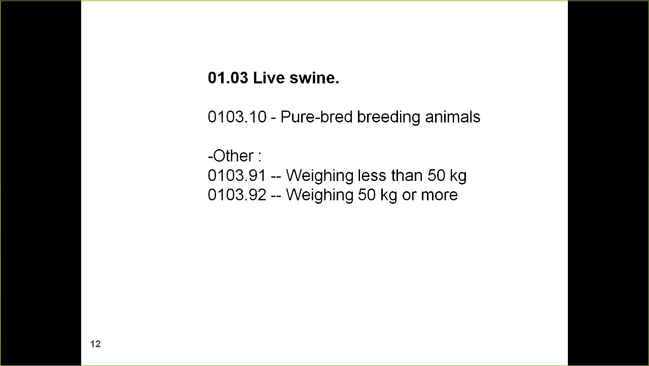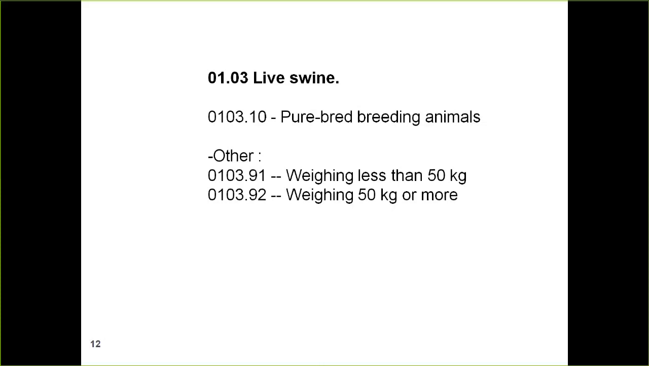The third heading under chapter one. Of course, the first heading was 0101. Second heading, 0102, which was the bovine animals. Third heading, 0103, live swine. And it must be live because remember, chapter 1 only deals with live animals. 0103 deals with the swine. And so we have the live swine.